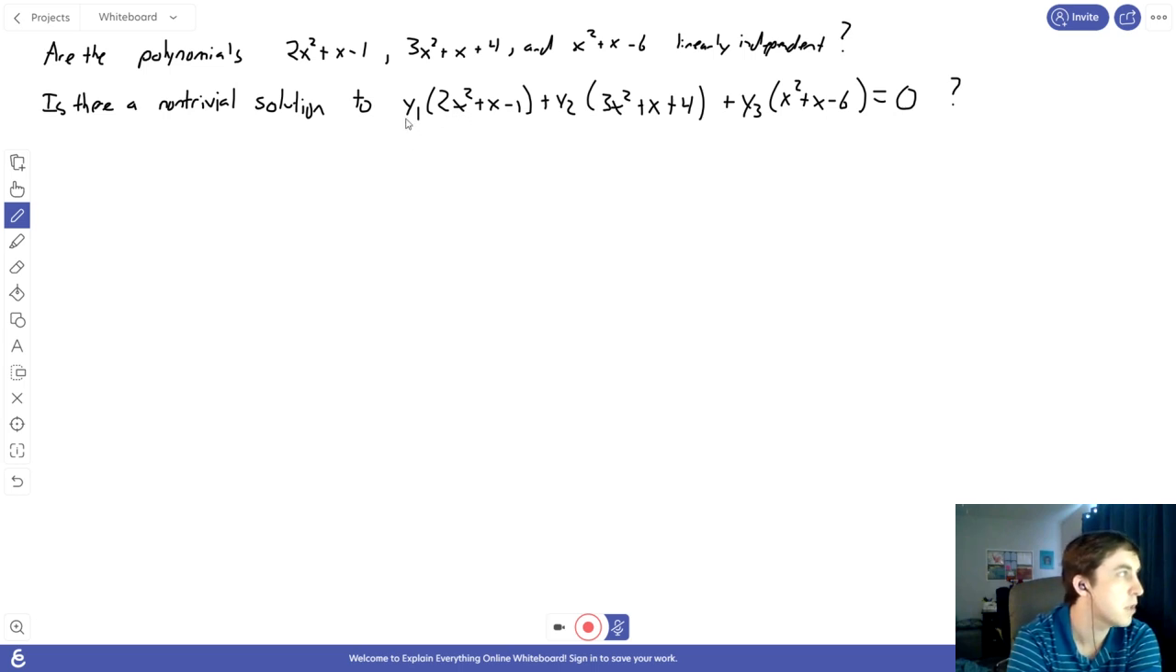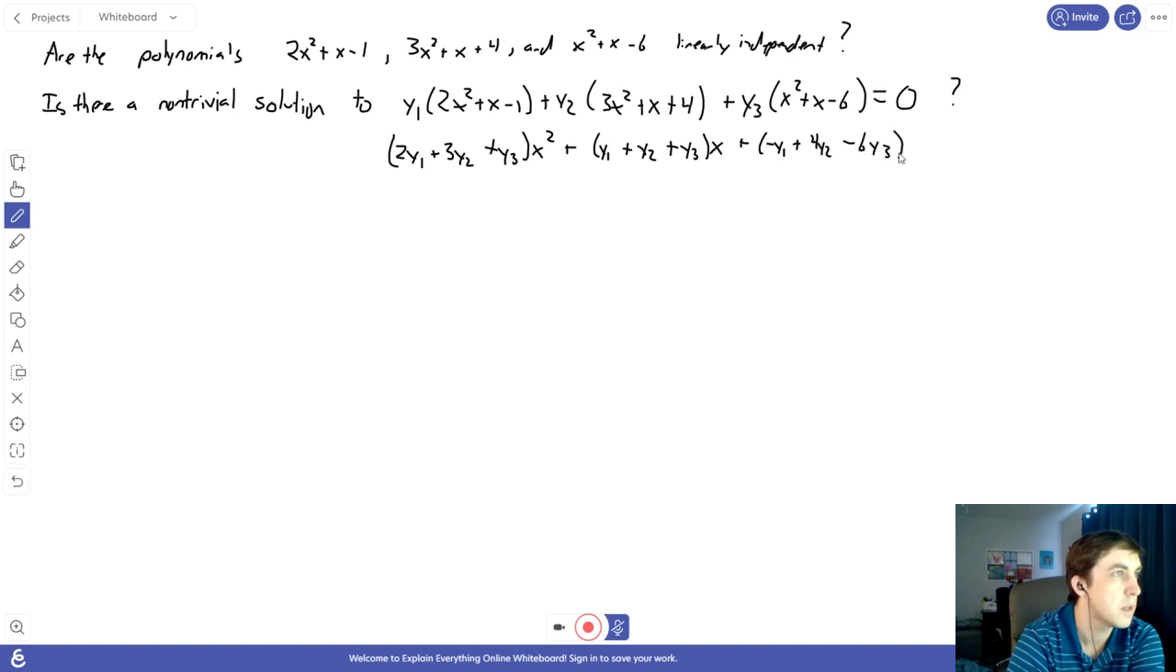For an x squared, we'll get a 2y1 here. From the middle term, we'll have a 3y2. And from the last term, we'll just have a y3. Those are the only terms that have an x squared in them. For the x's, we'll have a y1 from the first one, a y2 from the second one, plus y3 from the third one. And finally, for the constant terms, we have a negative y1 plus 4y2 minus 6y3.